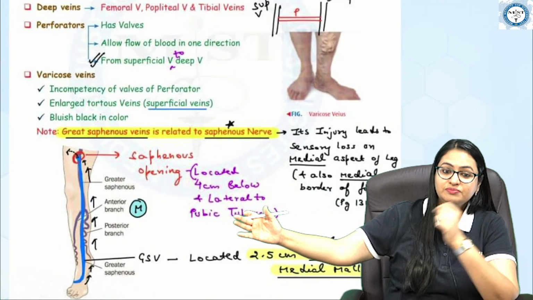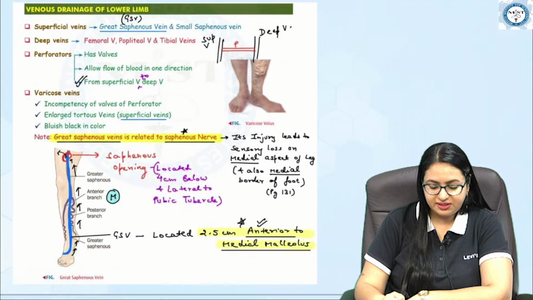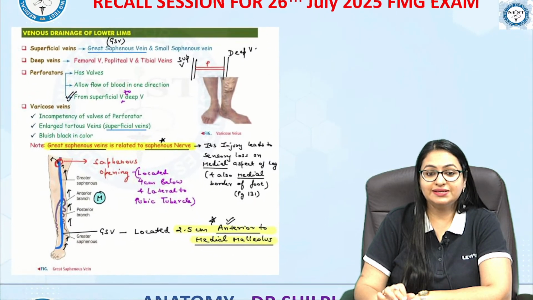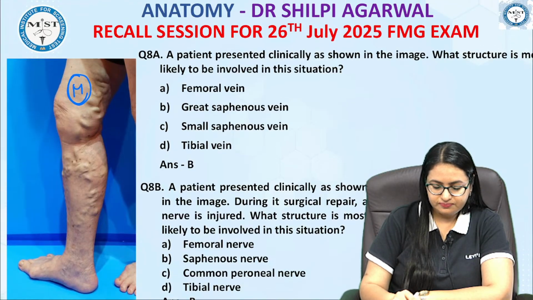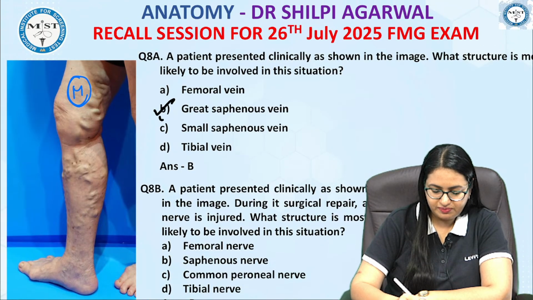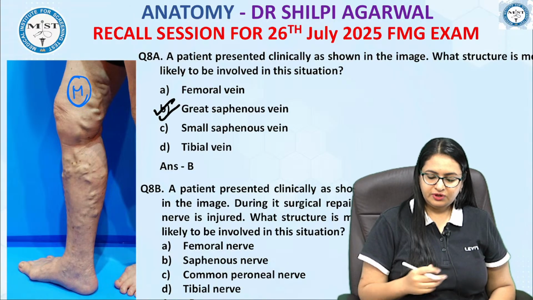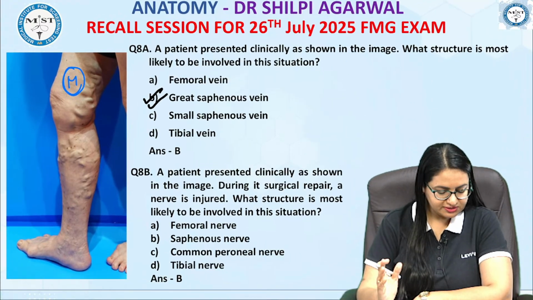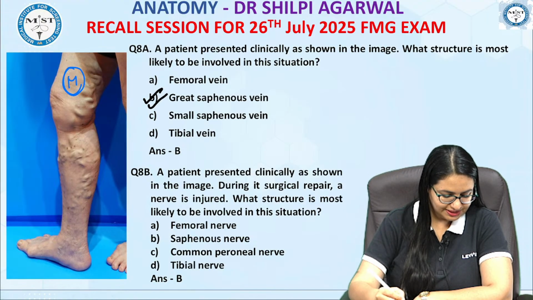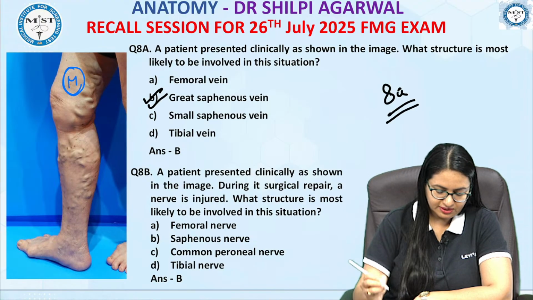So when you see the medial side, whatever vein is there, this is the great saphenous vein, not the small one. So here I will mark the answer. This condition is a varicose vein, and we very well know the answer is the great saphenous vein. Okay, you are saying 8A. Okay, 8A.